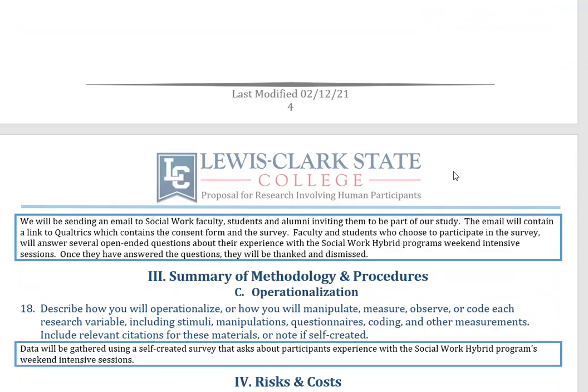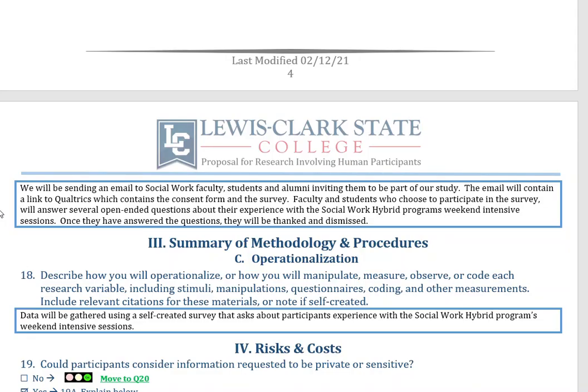I'll show you the one that we wrote. We passed the IRB with flying colors for our first go-around. We will be sending an email to social work faculty, students, and alumni inviting them to be part of the study. The email will contain a link to Qualtrics, which contains the consent form and the survey. Faculty and students who choose to participate in the survey will answer several open-ended questions about their experience with the social work hybrid program weekend intensive sessions. Once they have answered the questions, they will be thanked and dismissed.